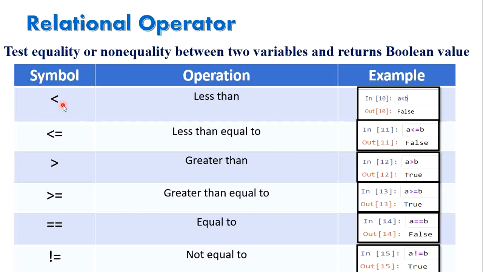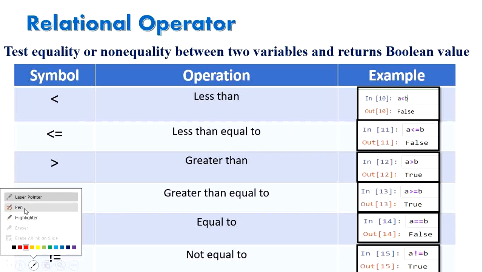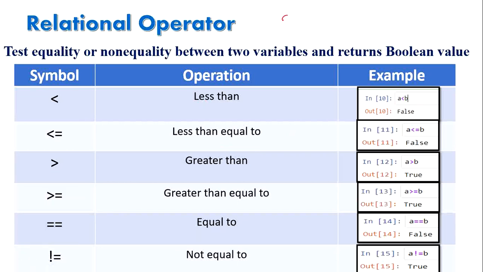It is the less than operator. So when we check A is less than B, value of A is 10 and value of B is 5. So when we check A is less than B, the result is false because A is greater than B, so we get the output as a false.